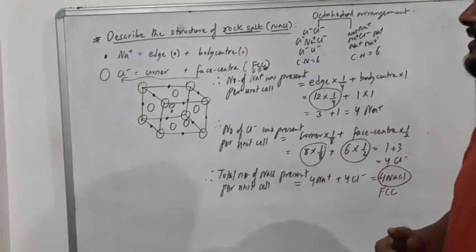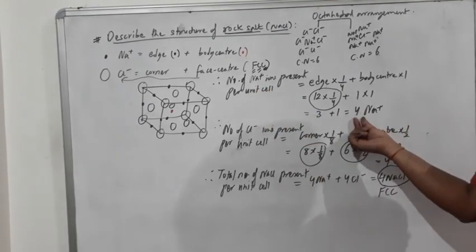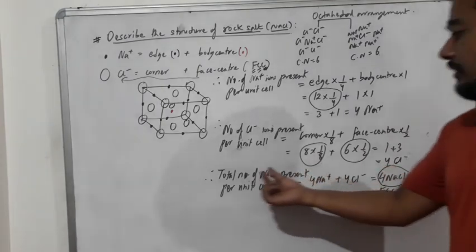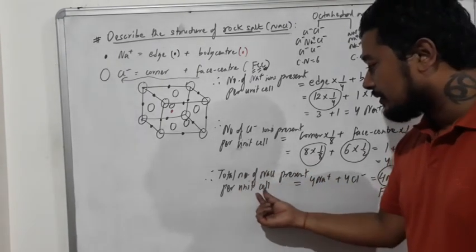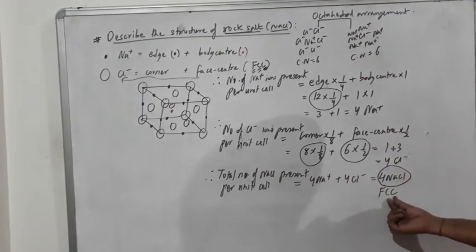And you should write down the full form in exam, that is face centered cubic unit cell. After that they may ask you what is the number of sodium ion per unit cell? So the answer is 4. What is the number of chloride ion per unit cell? Again the answer is 4. What is the total number of sodium chloride present per unit cell? Again the answer is 4.